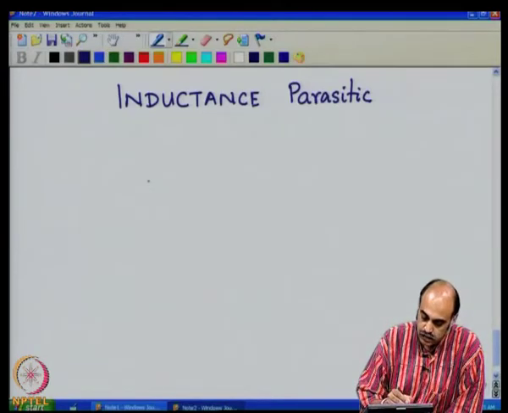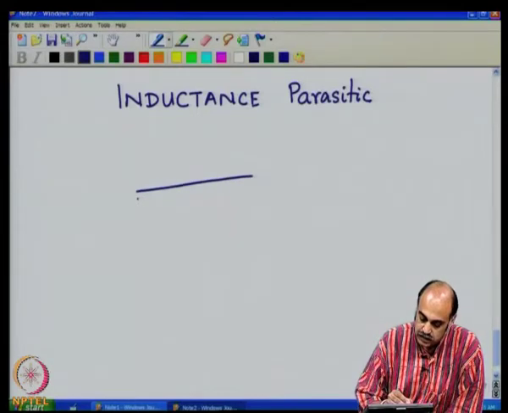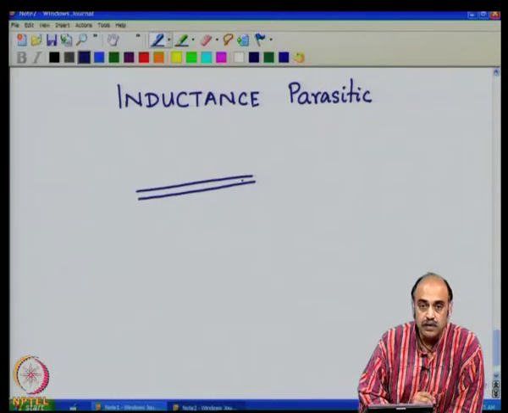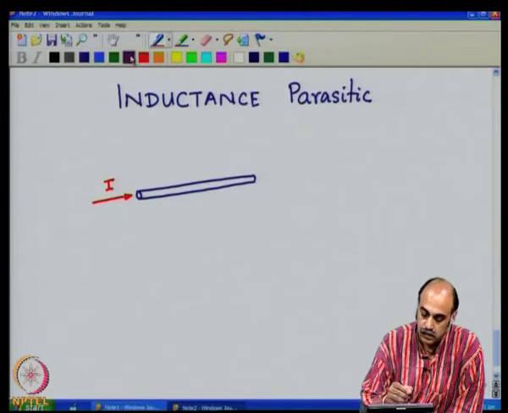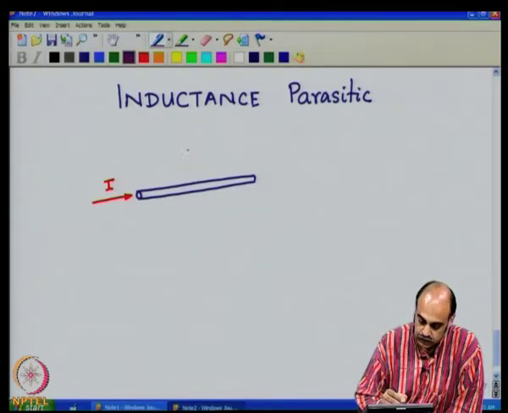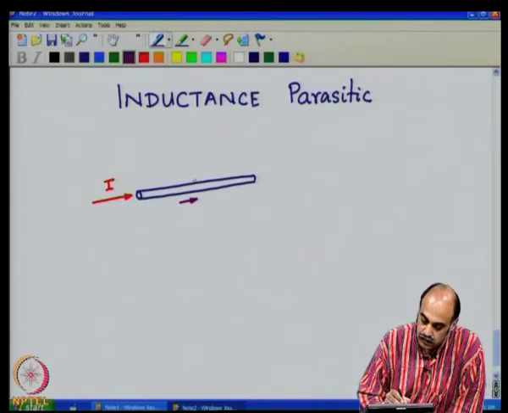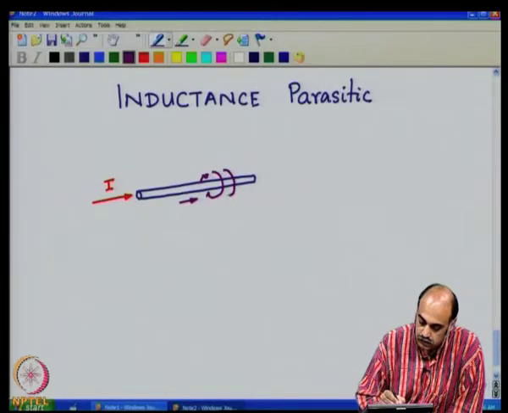Inductance. If you take even a single conductor with some current flowing through it, and let us say that current is I, then by Fleming's right hand rule, if you point the thumb in the direction of the current, the direction in which the fingers coil around the conductor will give you the direction of the flux, which is going to be around the conductor.